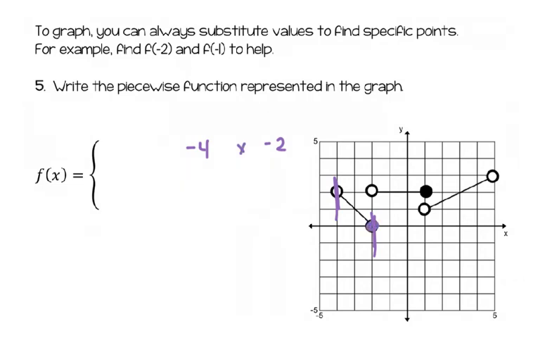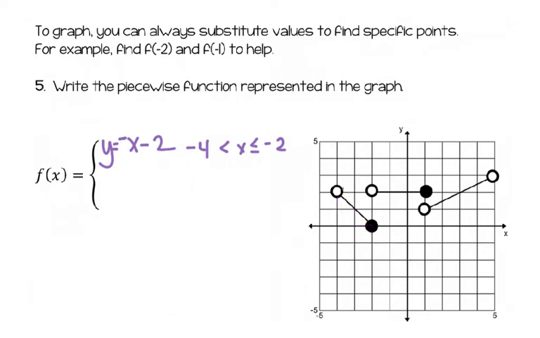It's got a closed dot right there, so it's going to be less than or equal to, and it's got an open dot right there, so it's going to be less than. So -4 is less than x is less than or equal to -2. So I've got my domain. Now I have to figure out what the line is. So I can see it's got a slope of -1, and you can figure out it's got a y-intercept at -2. So my equation is going to be y equals mx plus b. M is -1, and then b is going to be -2. So that's my equation for my first part of my piecewise function.